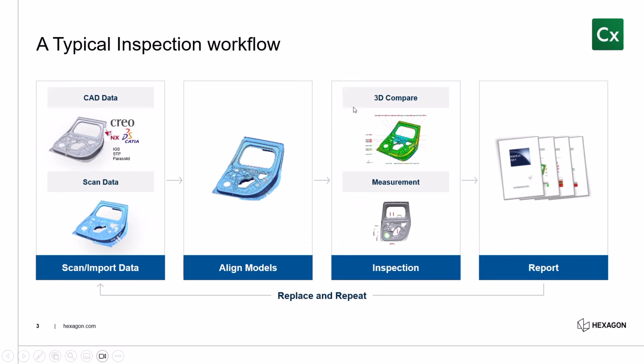Now here's a typical inspection workflow. We're really focusing most of our attention today on in between the align and the inspection steps, because the Pairing Manager is useful for either helping with alignment or helping basically create the right selections of the mesh onto the CAD entity, which we will need to do before doing something like a 3D compare or measurements.